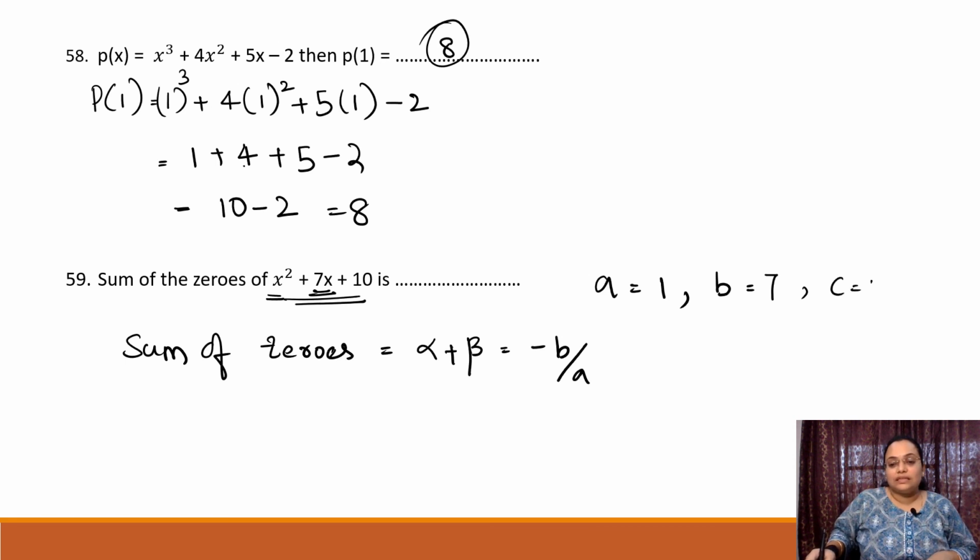So we need to find sum of zeros, that is alpha plus beta, which is minus b by a. So minus b is minus 7, by a is 1, which is minus 7. Okay.